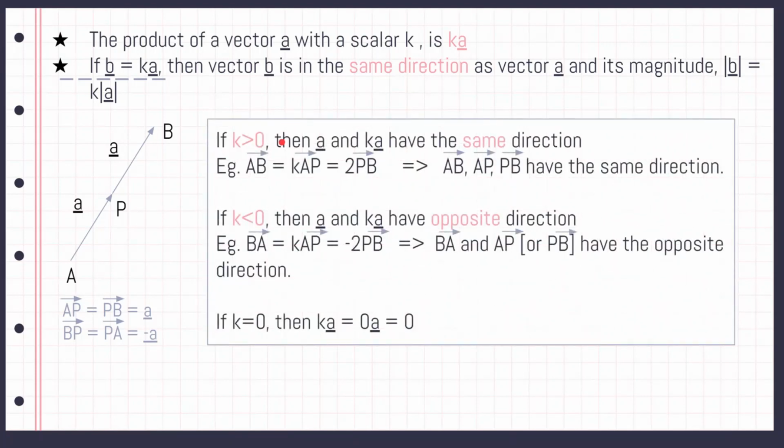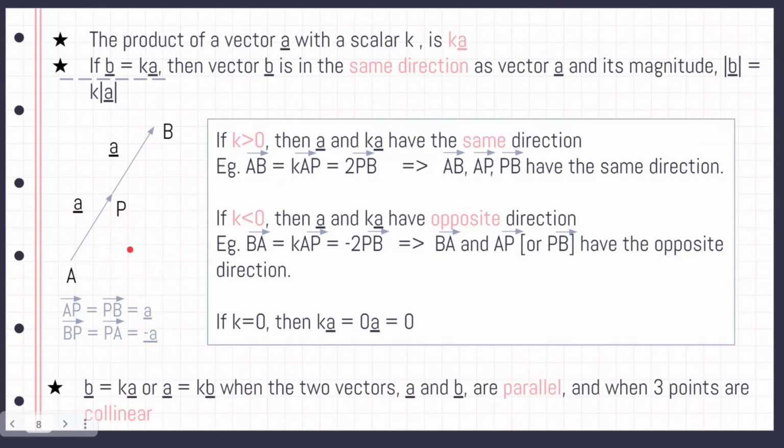Now, proceed with what I said just now. If k is more than 0, then A and kA have the same direction. For example, AB is equal to kAP, which is also equal to 2PB. Hence, we can say that AB, AP, and PB have the same direction. If k is less than 0, then A and kA have opposite directions. For example, BA is equal to kAP, which is also equal to negative 2PB. Hence, BA and AP or PB have opposite directions. If k is equal to 0, then kA is equal to 0A, which is also equal to the zero vector.